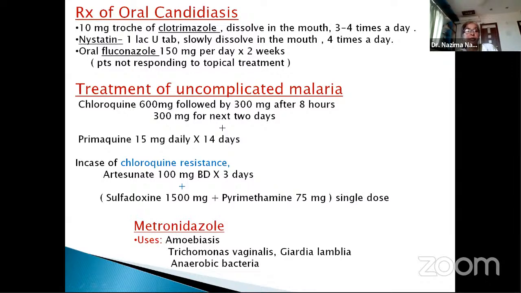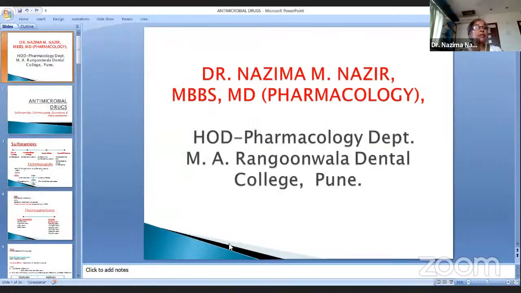Then we come to this drug, which is metronidazole, which we have already seen. The uses of metronidazole, it is a first-line drug in case of amoebiasis, in case of trichomonas vaginalis, giardia lamblia, and in case of anaerobic infection. So that's it about the antimicrobial drugs. Now we'll see the autocoids.